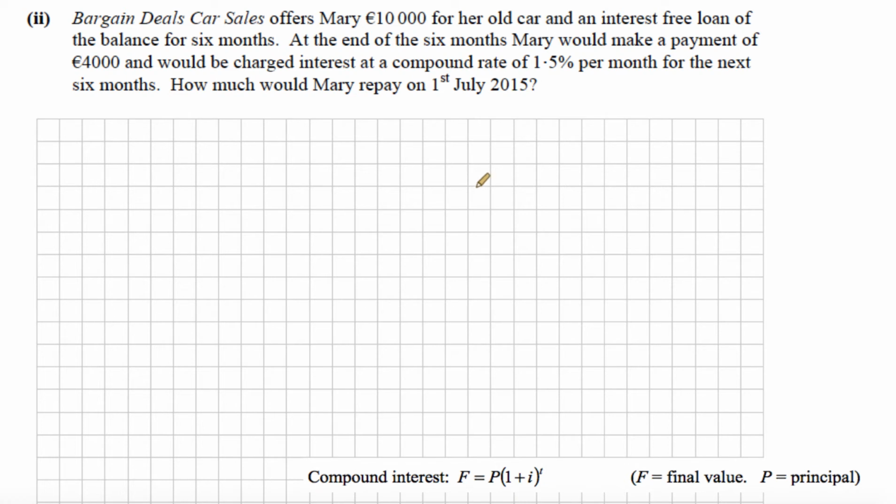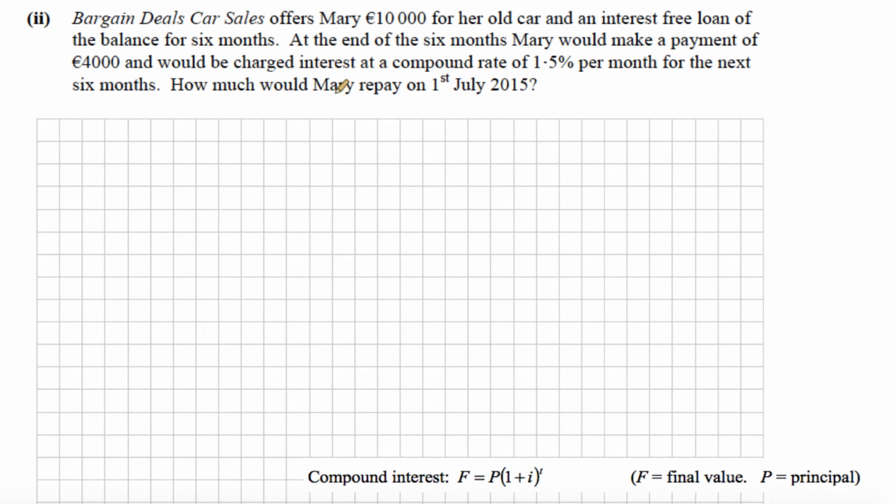Part 2. Bargain Deals Car Sales offers Mary 10 grand for her old car and an interest-free loan of the balance for 6 months. At the end of the 6 months, Mary would make a payment of 4 grand and would be charged interest at a compound rate of 1.5% per month for the next 6 months. How much would Mary repay on 1st of July 2015?